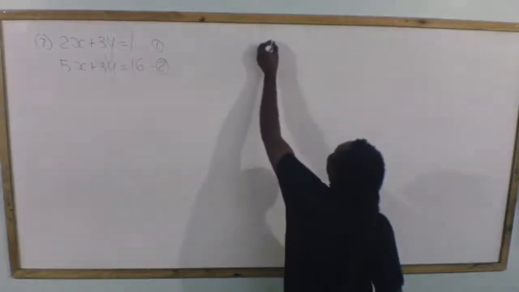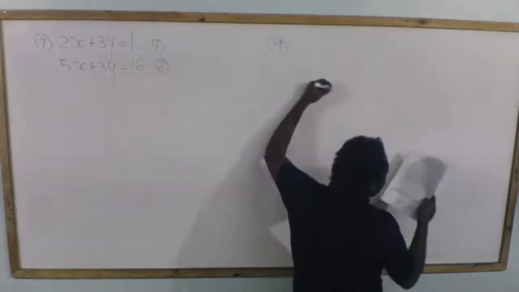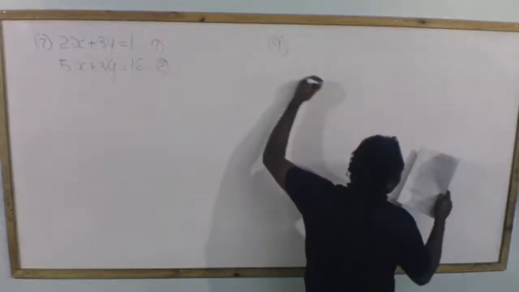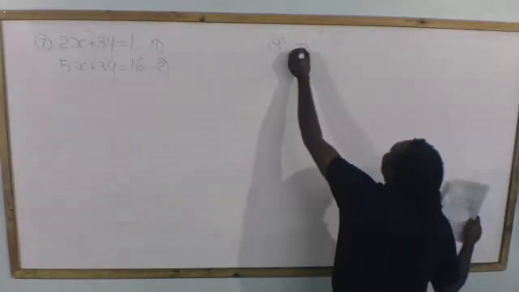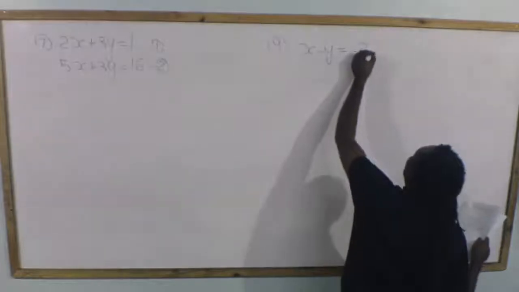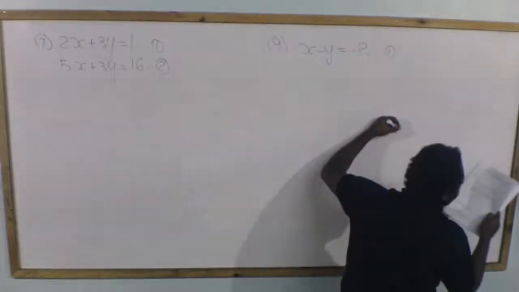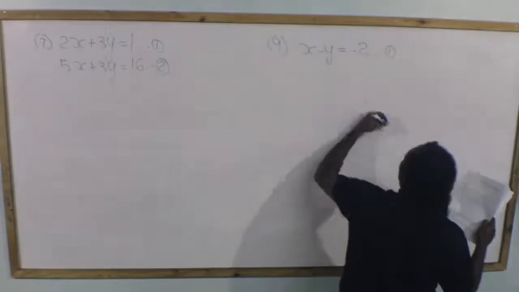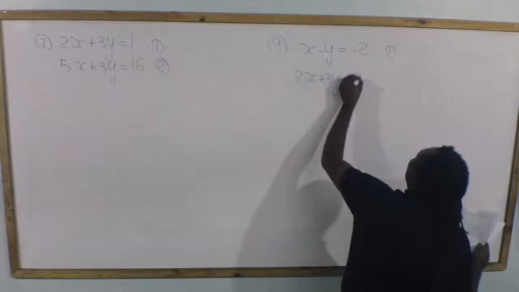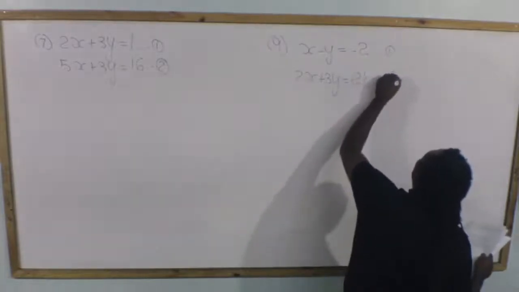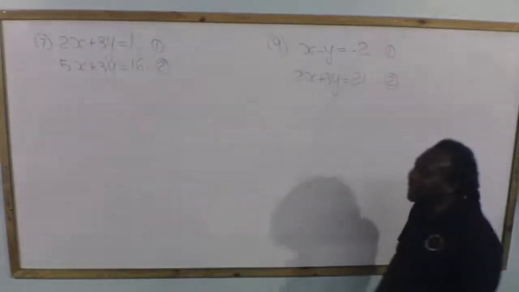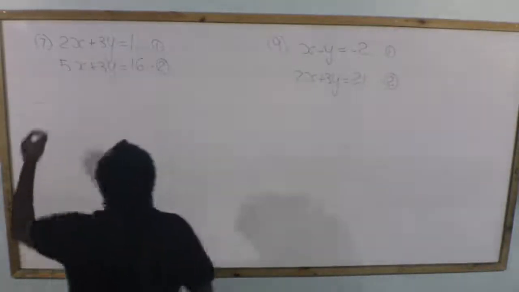I love this one. Number 9 is my favorite. It says x minus y is equal to negative 2, and that's equation 1. And it also says that 2x plus 3y is equal to 21. I like these final 2. They're nice. So what are you going to say in that one? From which equation are you going to say?